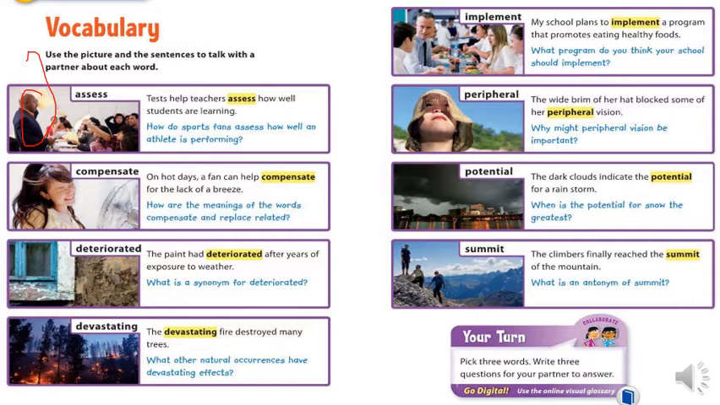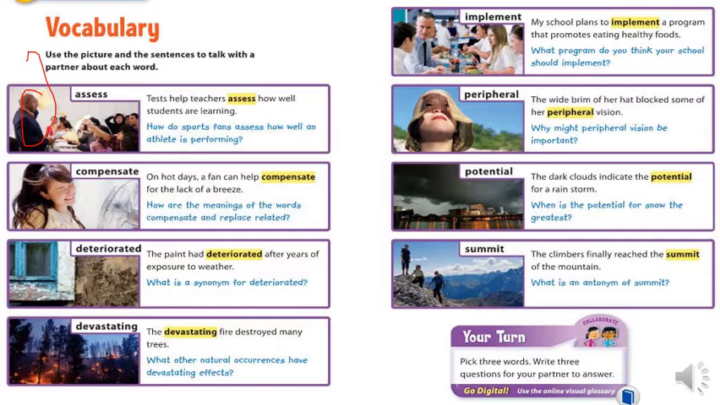Let's move to the next vocabulary word, the one after, devastating. If we look at the pictures here, we can see that there is a fire, and this fire is destroying the trees in a forest. The devastating fire destroyed many trees. So when something is devastating, it means it's leading to disastrous effects, to very harmful effects.